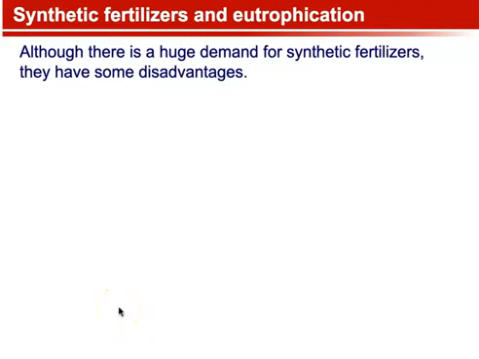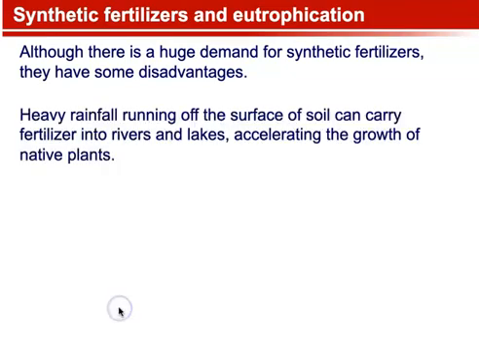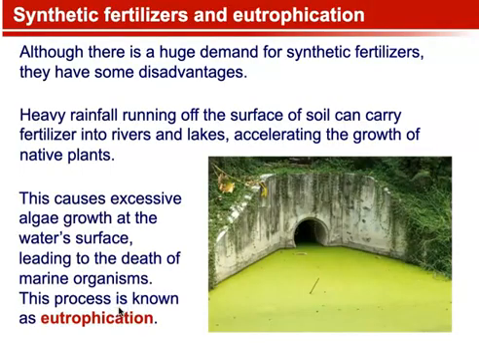Synthetic fertilizers and eutrophication. Although there is a huge demand for synthetic fertilizers, they have some disadvantages. Heavy rainfall running off the surface of soil can carry fertilizers into rivers and lakes, accelerating the growth of native plants. This causes excessive algae growth at the water's surface, leading to the death of marine organisms. This process is known as eutrophication.